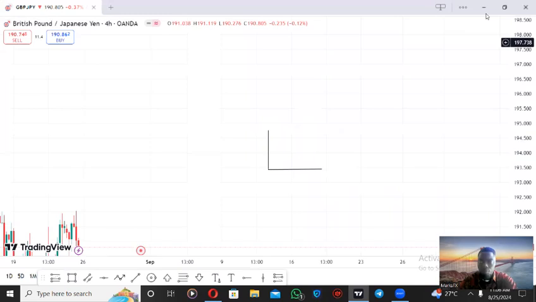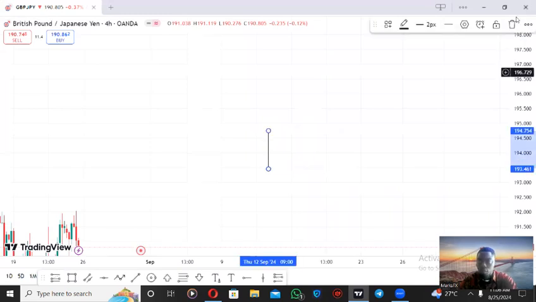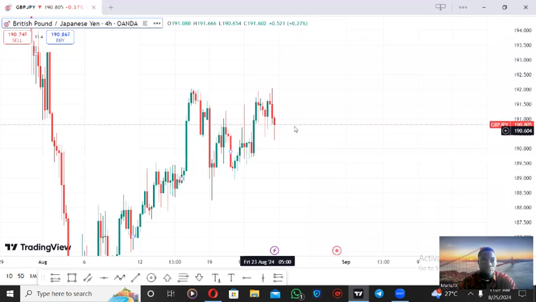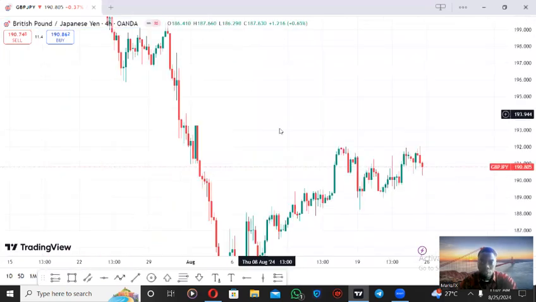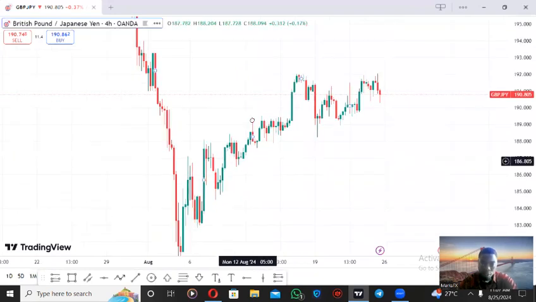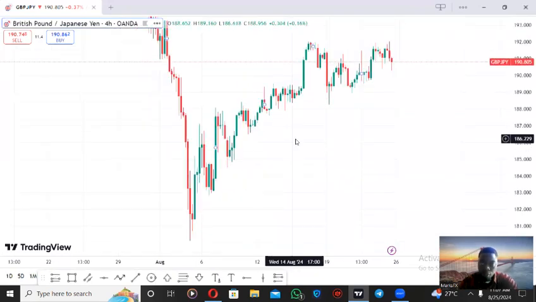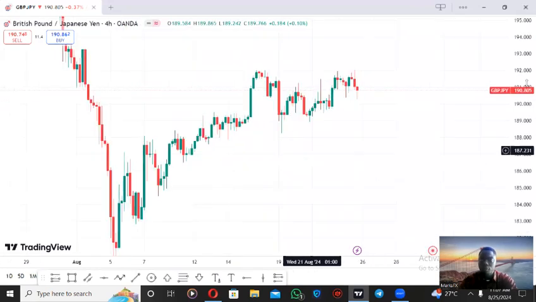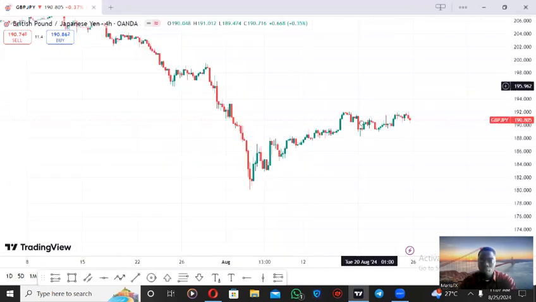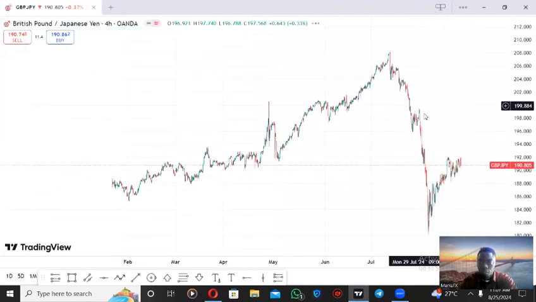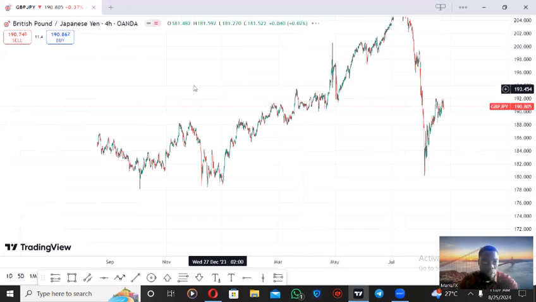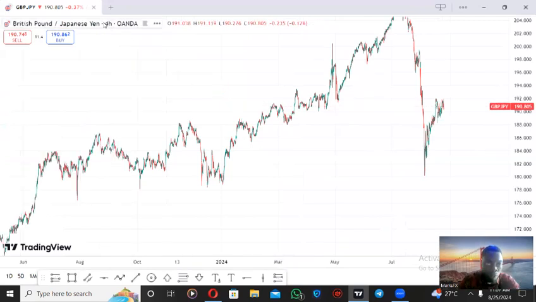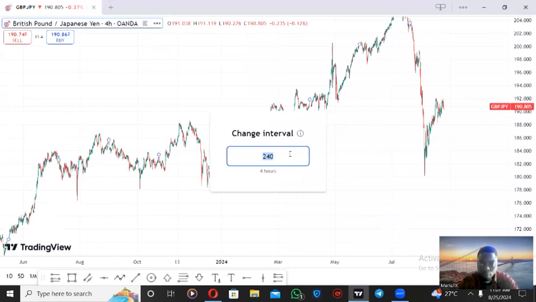All right, now let me show you something from the chart. So this is pound JPY. Remember, you can do it in any asset. This is pound JPY. Now, let us identify the overall bias of the trend. If you look at this technically, let me move to the weekly time frame.